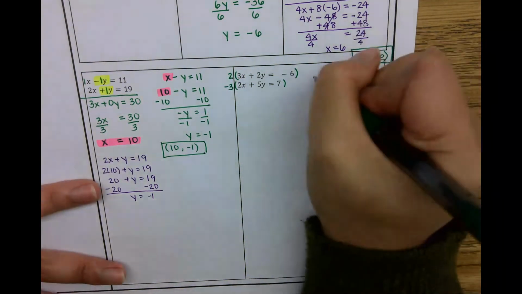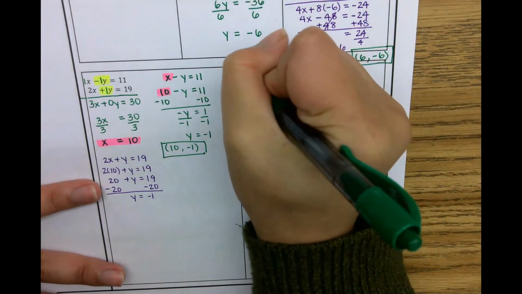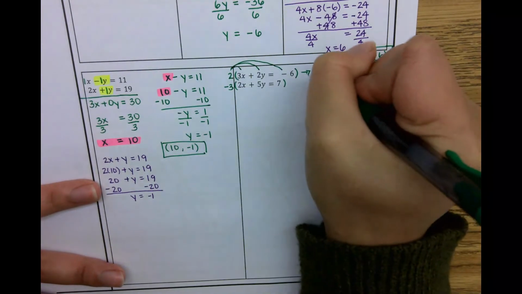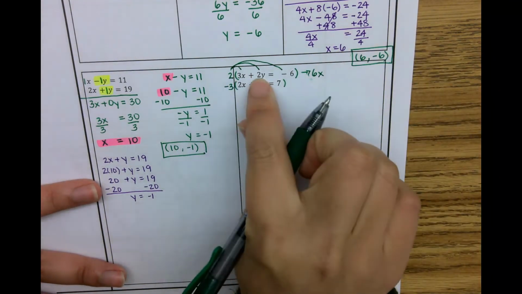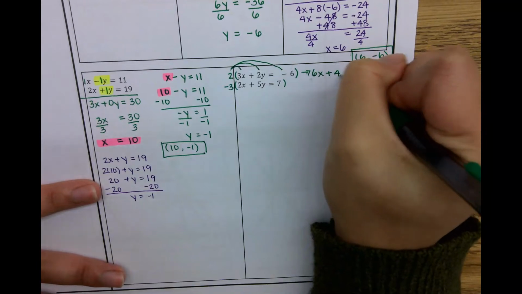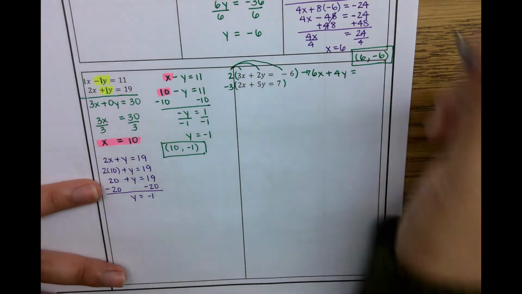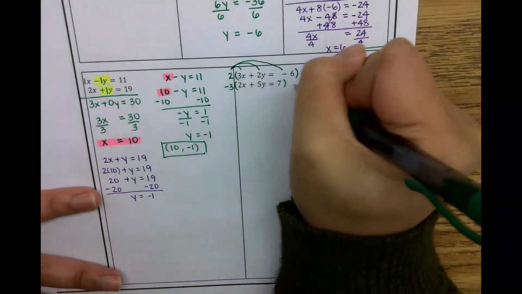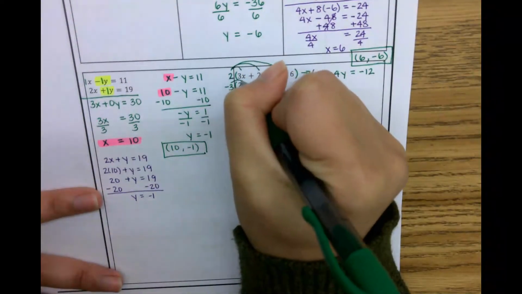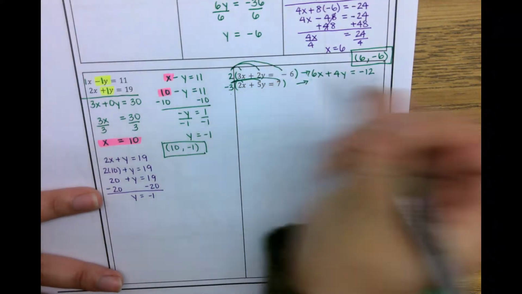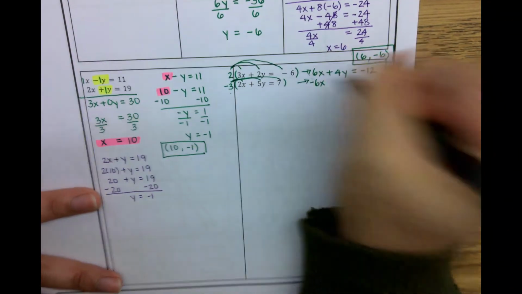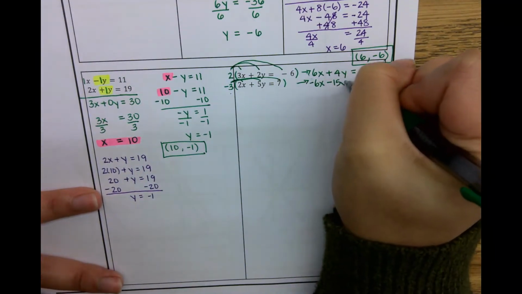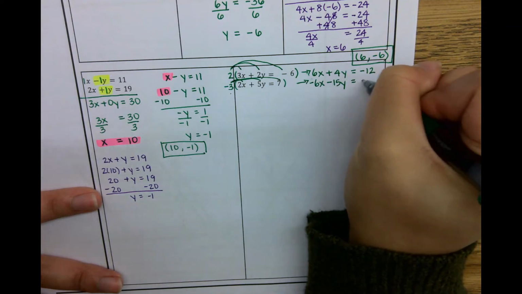Let's see. I'm going to make sure to distribute. So 2 times 3x gives me 6x. 2 times 2y gives me positive 4y, and then 2 times negative 6 is a negative 12. Same thing with the second one. I'm going to distribute. Negative 3 times 2x is negative 6x. Negative 3 times 5y gives me a negative 15y, and negative 3 times 7 gives me a negative 21.